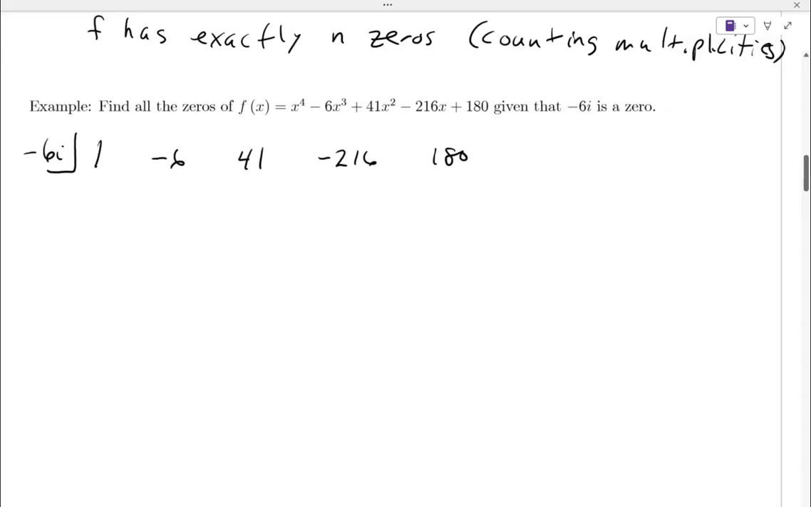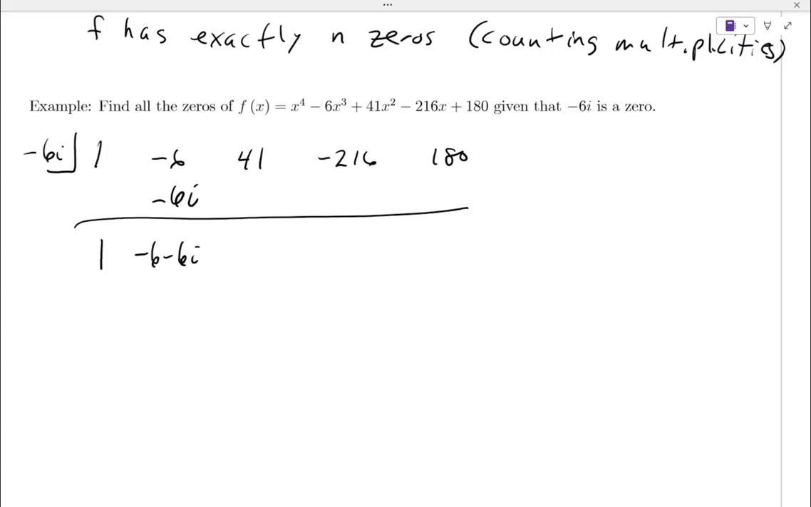So put our coefficients across the top. We'll put negative 6i up in the corner. What do we do first with synthetic division? Yeah, drop the number down, and then we multiply, and then add. Good. Notice that these are not like terms, right? So the best we can do is just bring down negative 6 minus 6i. They don't combine.